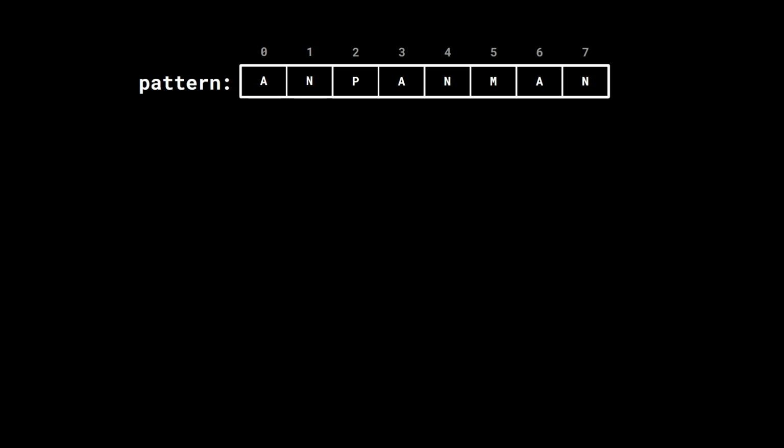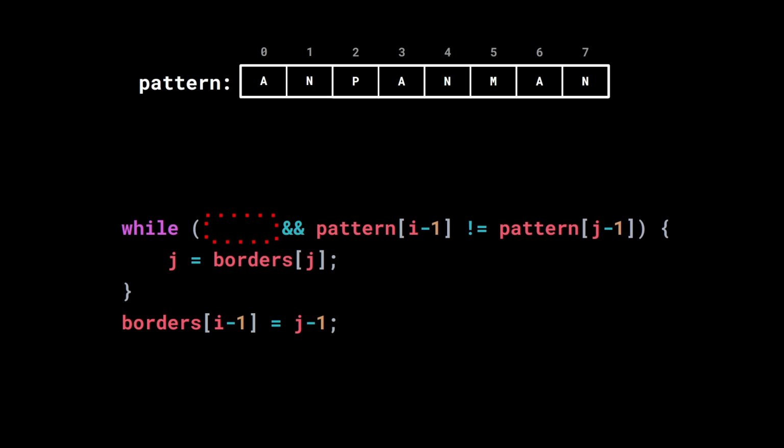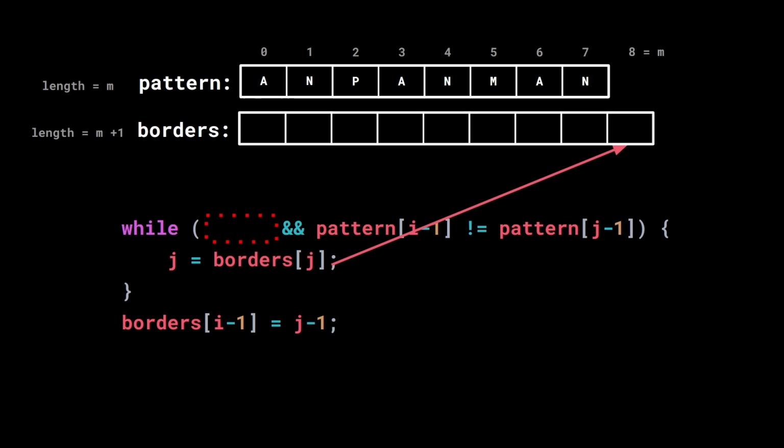Let's take the following pattern. If we take a look at our code, we want J minus 1 to be able to reach the last character of the pattern, which means that J must take the value of M, or 8 in this example. And because J can take the value of 8, we should be able to index the array borders with 8. It means that our border array should have m+1 cells, or here 9 cells.